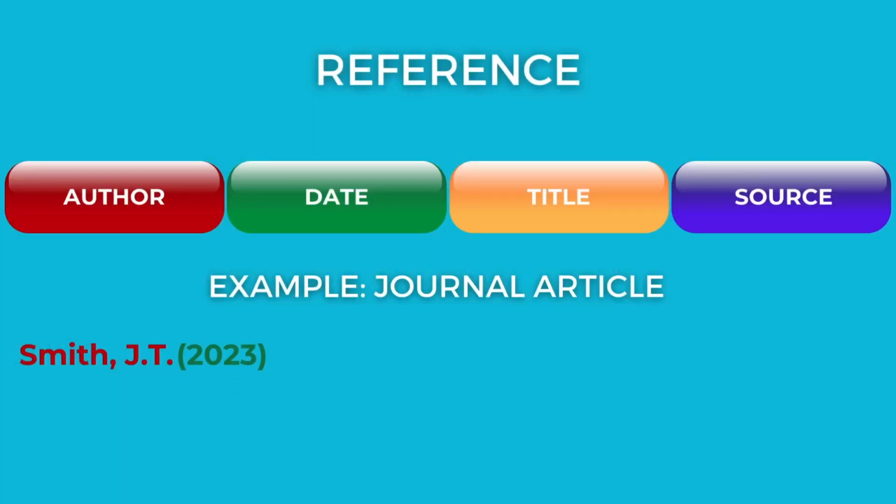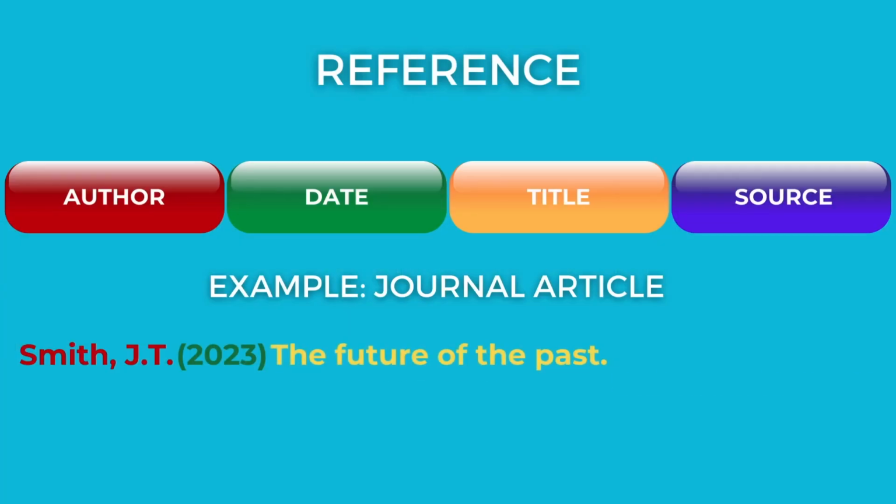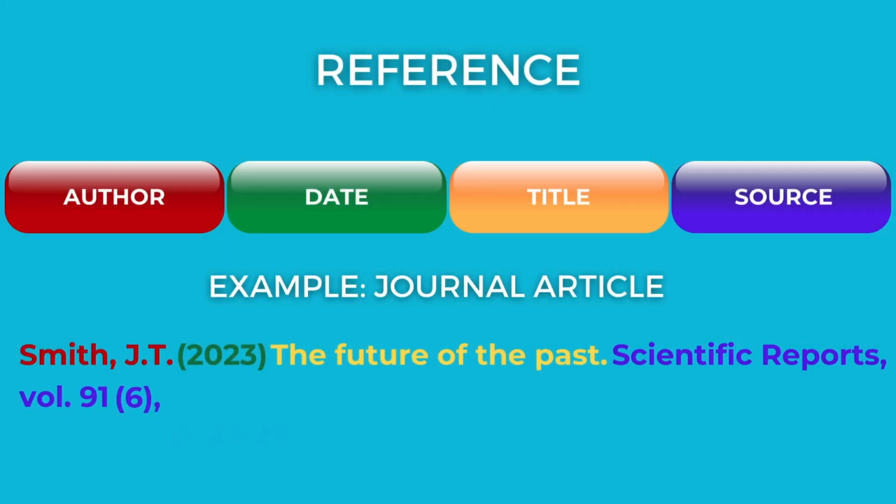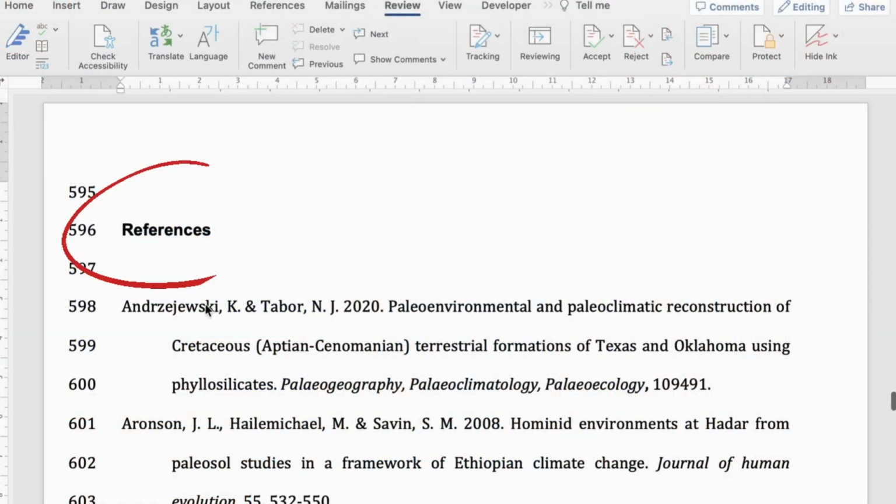The date would then be the year of publication, for example, 2023. The title would then be the name of the specific research article that we're referencing. And the source is the journal where that research article was published. We would then also include the volume number, issue number, and page numbers so that anybody can find that information. Usually the biggest thing that changes with our references depending on the content is the source. All of our references go together at the end in a section that's called references or bibliography.